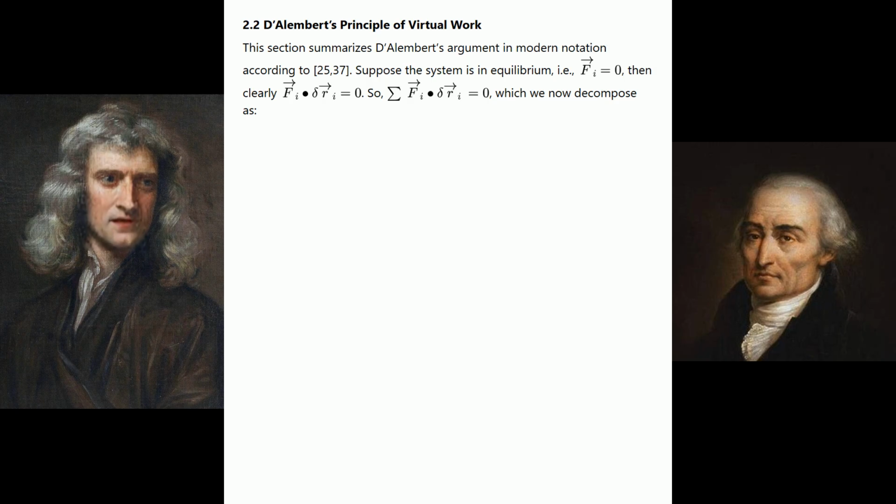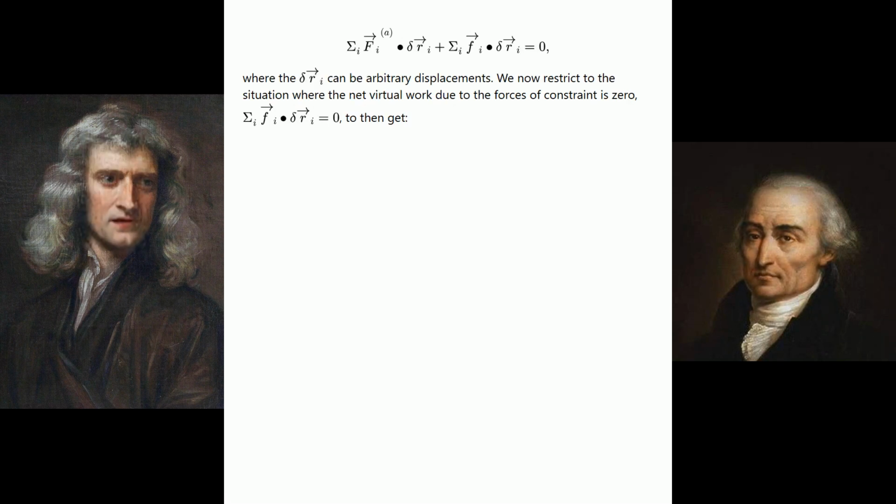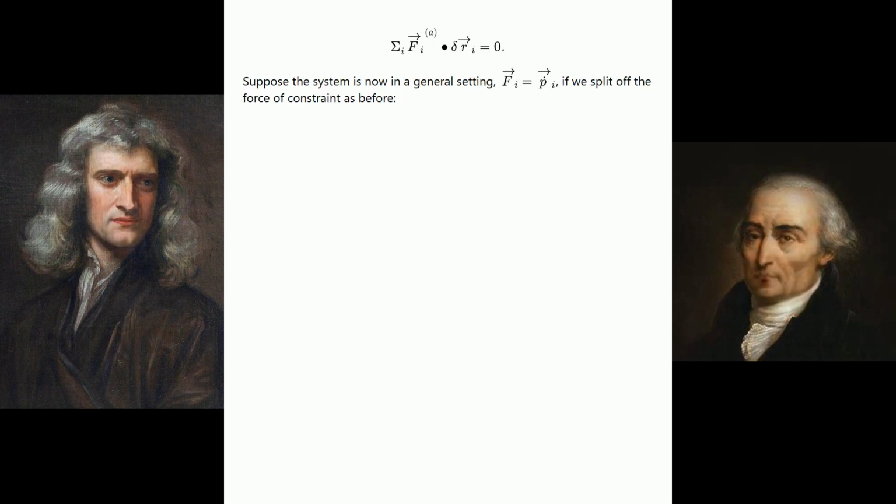now decompose as equation 2-5, where F⃗_i^(a) is the applied force and f⃗_i is the force of constraint. Thus, see the next equation, where the δr⃗_i can be arbitrary displacements. We now restrict to the situation where the net virtual work due to the forces of constraint is 0, Σ_i f⃗_i · δr⃗_i = 0, to then get Σ_i F⃗_i^(a) · δr⃗_i = 0.